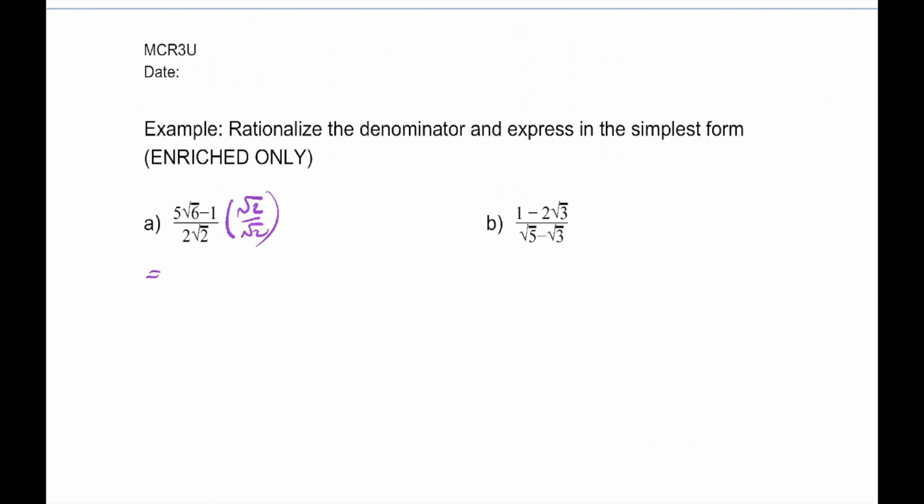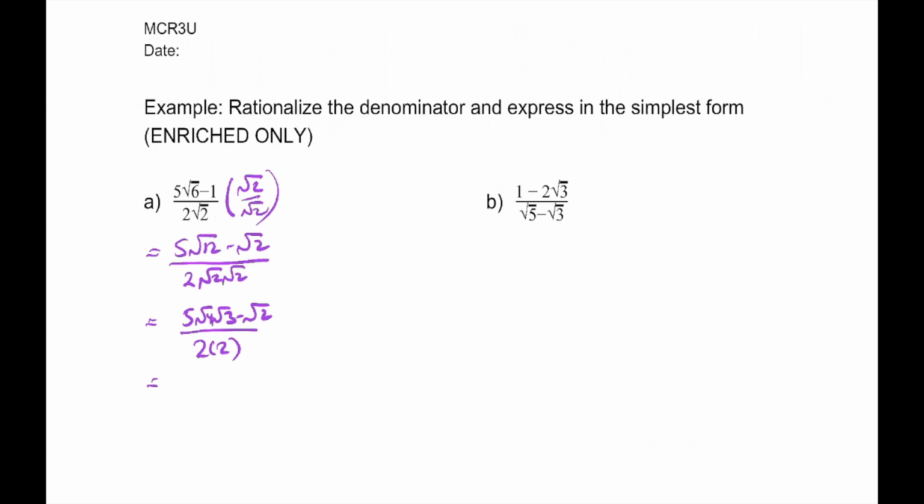So in this case, we're going to have 5 root 12 minus root 2 over, I'll write it out explicitly, 2 root 2 root 2. And the whole idea behind that is in the bottom, we get 2 times 2, and at the top, we have an opportunity to simplify root 12. So that's going to be 5 times root 4 times root 3 minus root 2. And so here, my final answer is going to be root 4 is 2, times 5 is 10 root 3 minus root 2 over 4. Okay, so here we just rationalized the denominator in that way.